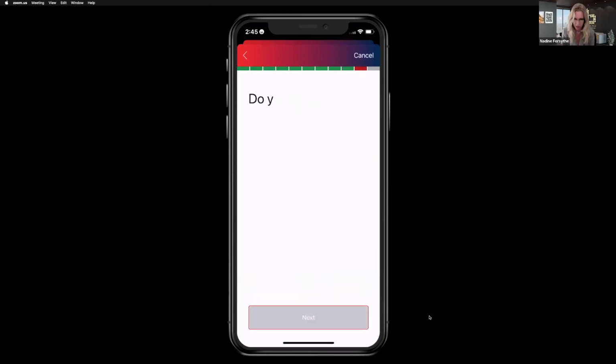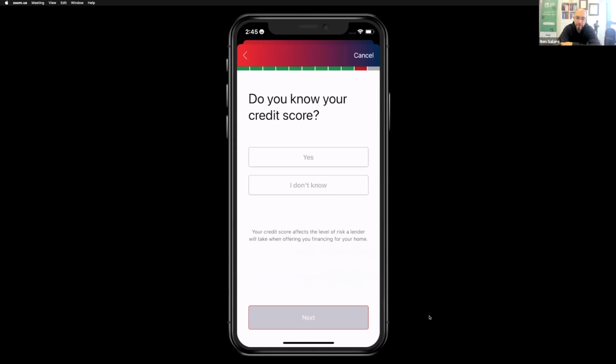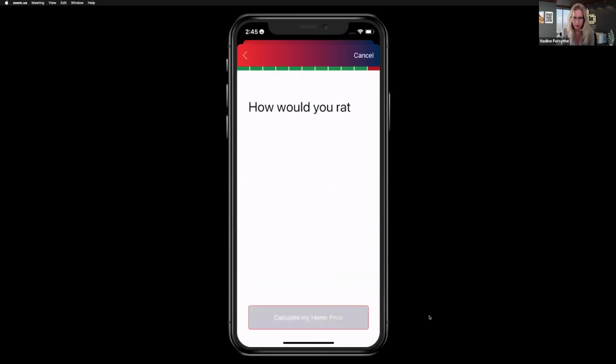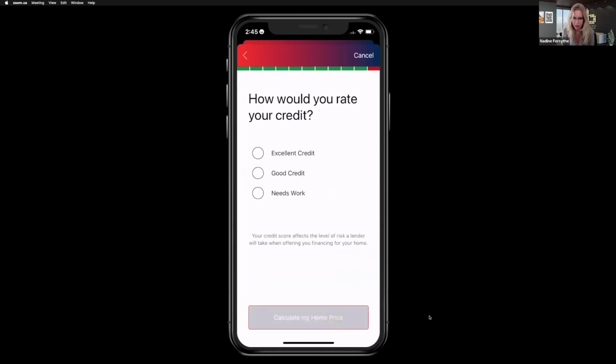Excellent. Okay. And do you know your credit score? I actually don't know my score. Okay, excellent. So if you don't know your score, the app will ask you how would you rate your credit? So does it need some work? Obviously, this affects the level of risk the lender is willing to take. Needs work, good, or excellent.